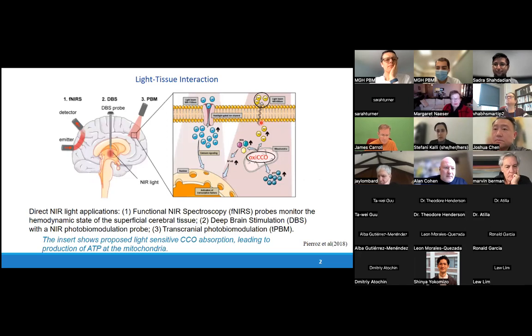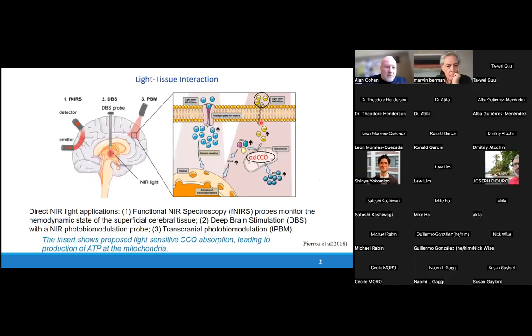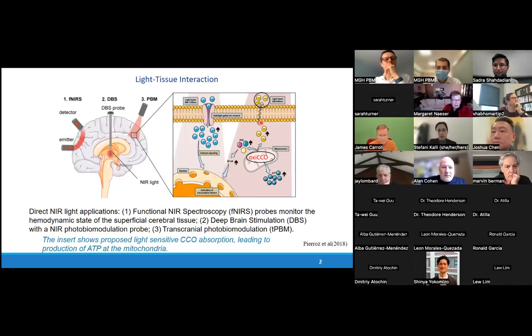Of course, all of you know the mechanism behind tPBM and how light and tissue interact with each other. But just for a quick review, we have different types of light-tissue interactions. The most common or oldest way is fNIRS. We can use functional near-infrared spectroscopy, or fNIRS, to monitor the hemodynamic states of the superficial cerebral tissue. The other way is deep brain stimulation, or DBS, with a near-infrared photobiomodulation probe. And the one we are talking about today is PBM, or in this case, tPBM, which is transcranial photobiomodulation.